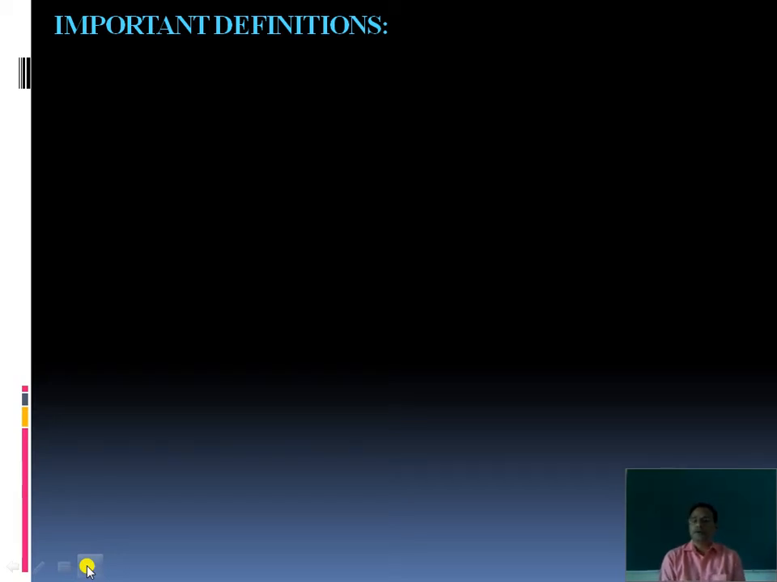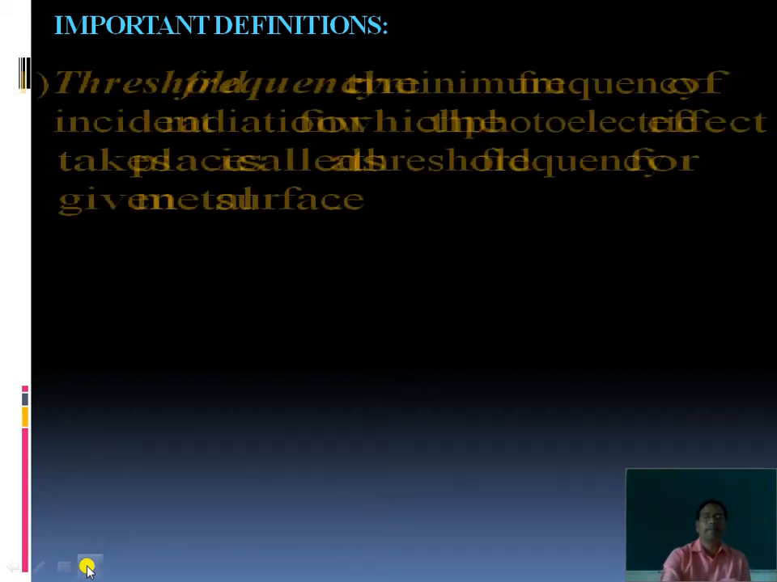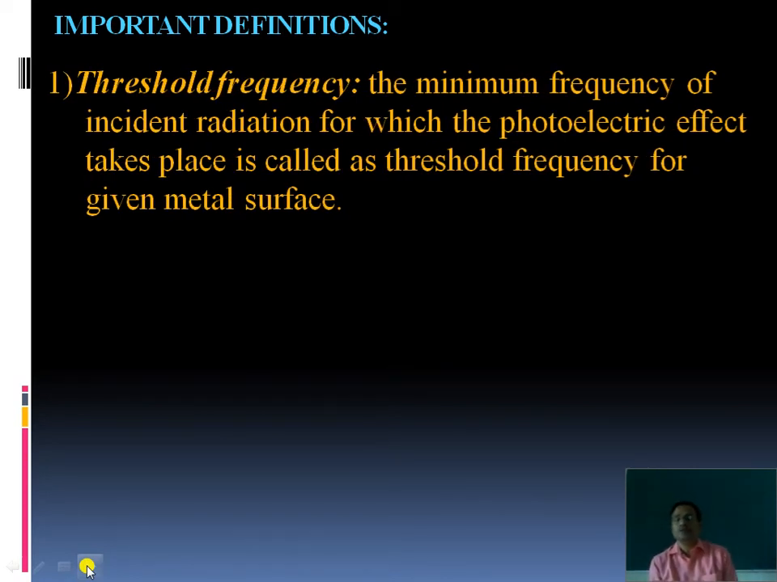What we learned up to the last lecture, out of that we have to make some special concepts. We have to write them in proper words. That is the important definition of that concept. So the concepts are: number 1, threshold frequency. How can we define threshold frequency? The minimum frequency of incident radiation for which the photoelectric effect takes place is called the threshold frequency for a given metal surface.